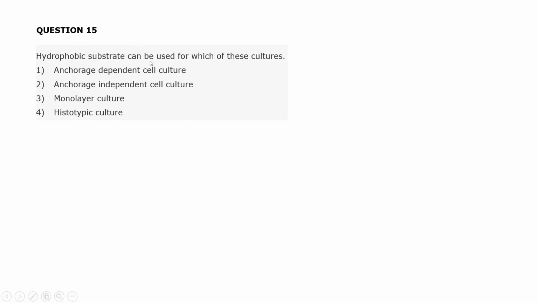Hydrophobic substrate can be used for which of these cultures? Anchorage dependent cell culture, anchorage independent cell culture, monolayer, or histotypic cell culture? So I am getting option number 2, anchorage independent cell culture. Any other answer?